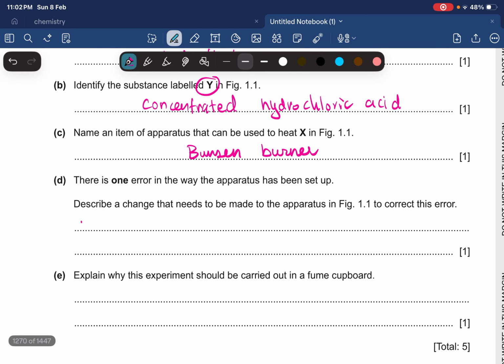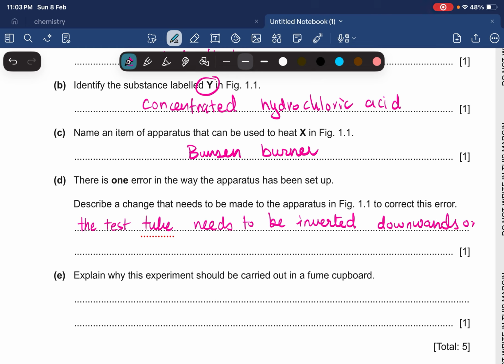So describe the change. The test tube needs to be inverted downwards, right? Downwards or the other way around. So that's the biggest problem which I faced, right? We need to use the downward delivery method, not the upward delivery method.